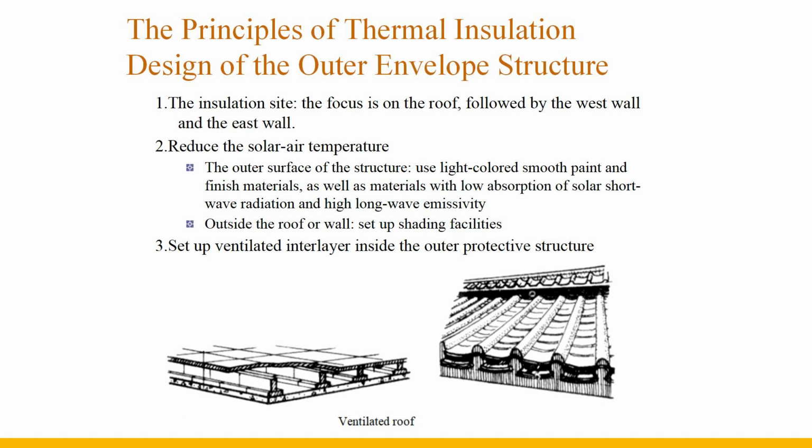The second, take measures to reduce the solar air temperature. Use light-colored and smooth stucco and finishing materials for the outer surface of the structure, as well as materials with low absorption of solar short-wave radiation and high long-wave emissivity, such as roofs with white ice covering, to reduce the absorption of solar radiation. Set up shading facilities on the outside of the roof or wall.